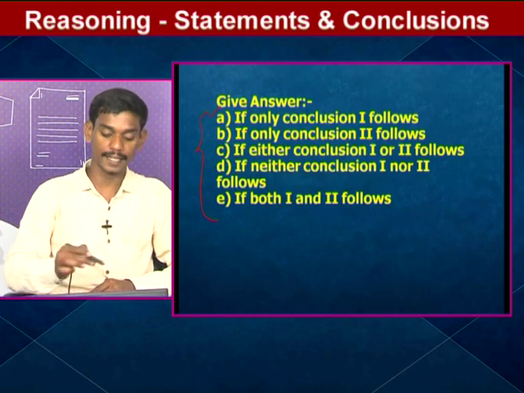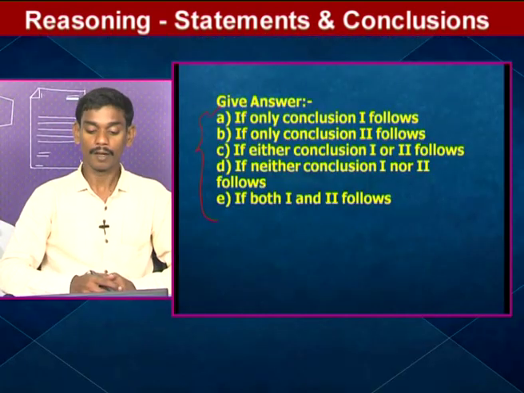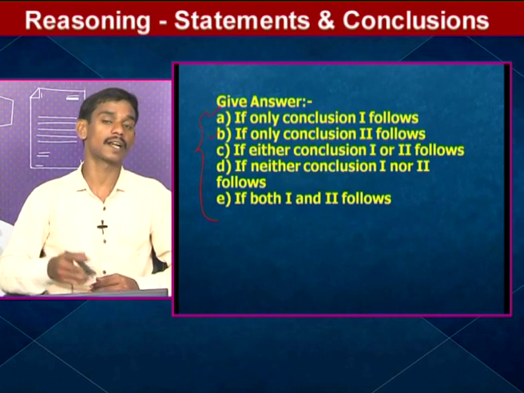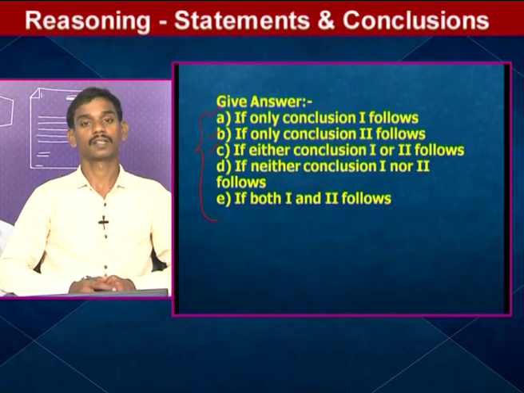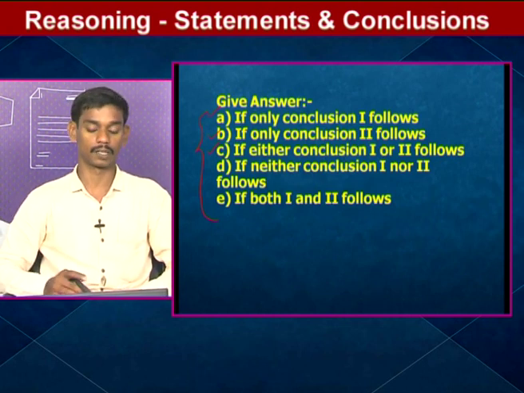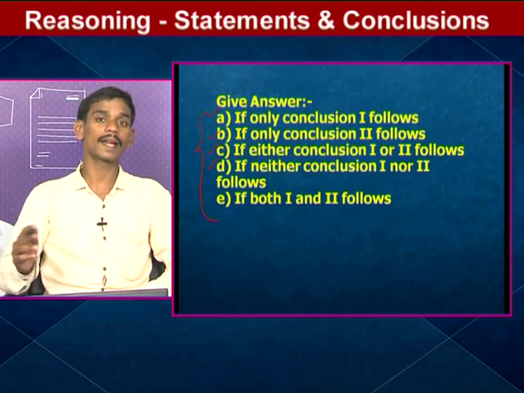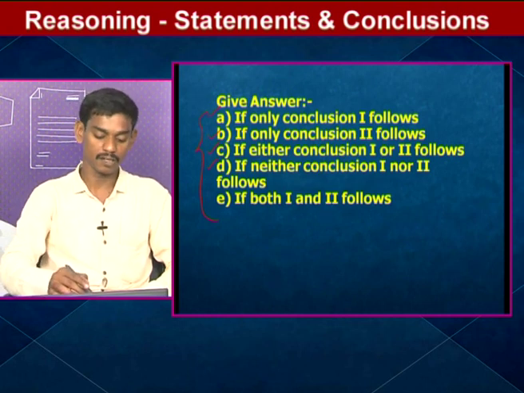We have 5 options: A, B, C, D, E. If only conclusion 1 is supported, give answer A. For the second option B, if only conclusion 2 is supported by the given statement, give B. Either conclusion 1 or 2 follows, meaning anyone of them, give C. Neither 1 nor 2 follows, meaning the first is not supported and the second is also not supported, give D. If both 1 and 2 are supported by the given statement, give option E.